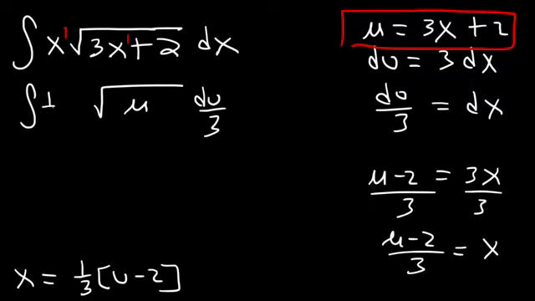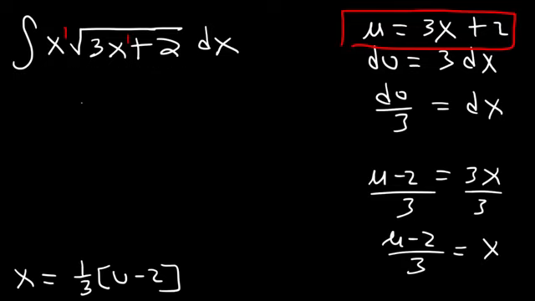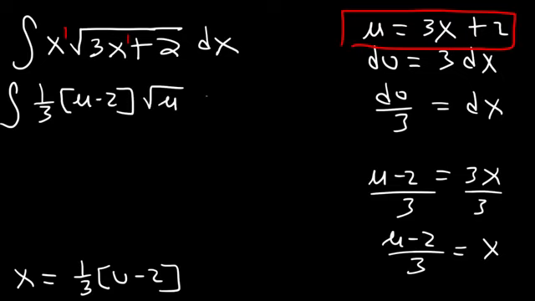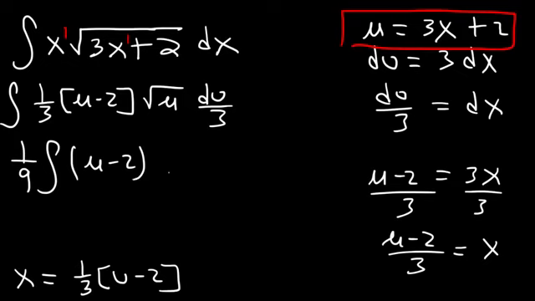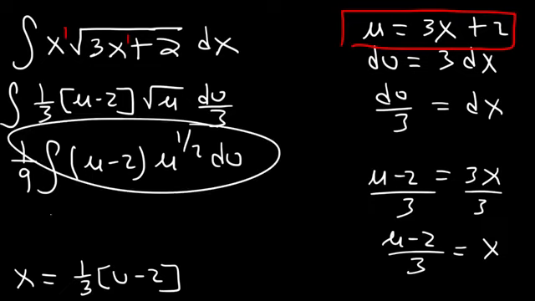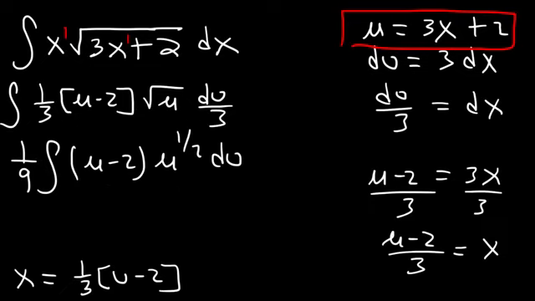So this is going to be 1/3. I'm going to have to rewrite it because I can't fit it in here. So let's replace x first with 1/3 u minus 2, and then we have the square root of u, and dx is du divided by 3. So 1/3 times du over 3, that's going to be du over 9. So I'm going to take the 1/9 and move it to the front. And then I have u minus 2, and the square root of u is u to the 1/2, and then du. So now we only have the u variable. In this form, we can integrate it.